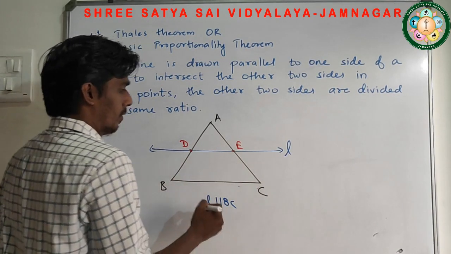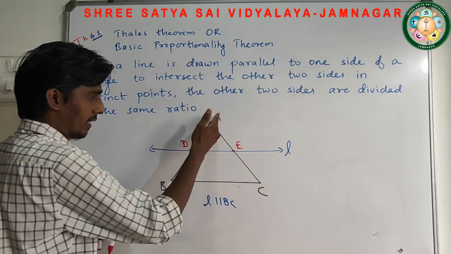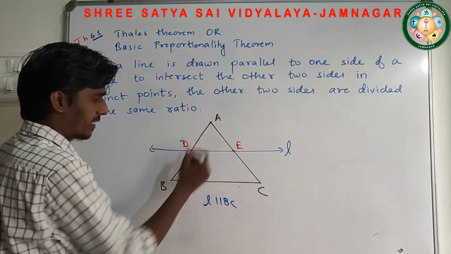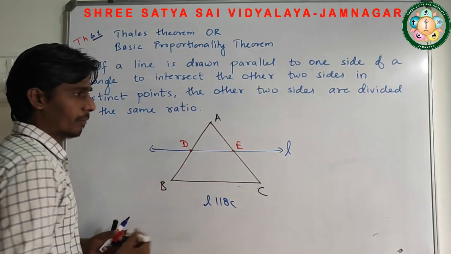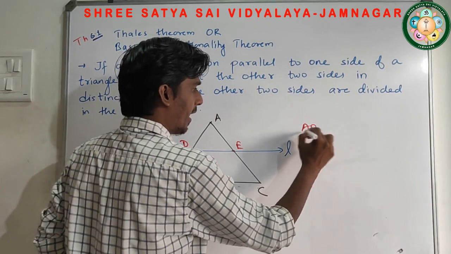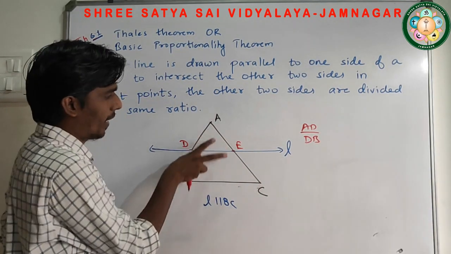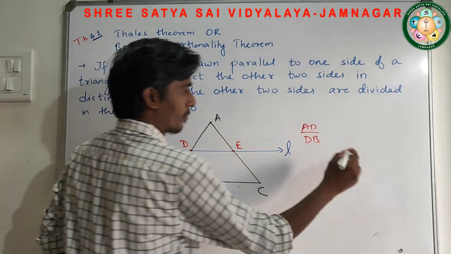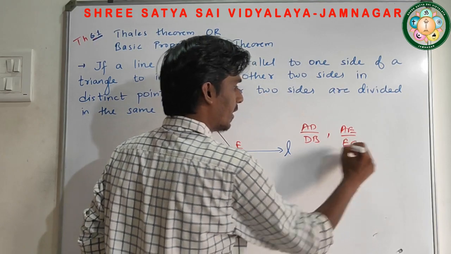Now by taking this point D, the line segment AB has now been divided into two parts, AD and DB. And here AC is divided into two parts, AE and EC.